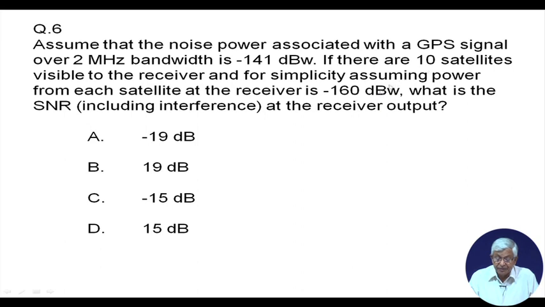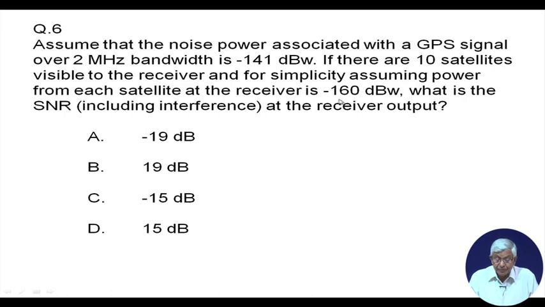So, 9 of them are coming individual and 1 required, each of them minus 160 dBW, and the required receiver has a noise power of minus 141 dBW. So, what is the signal to noise ratio?